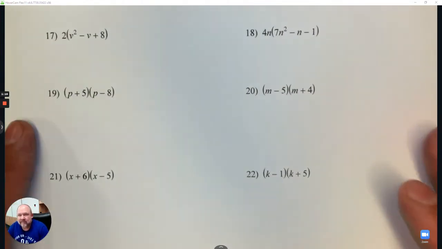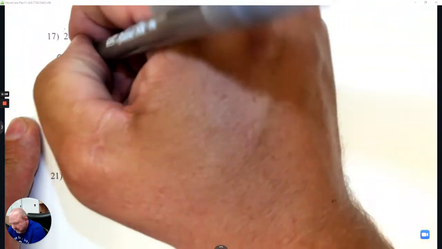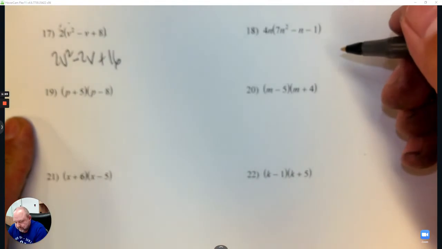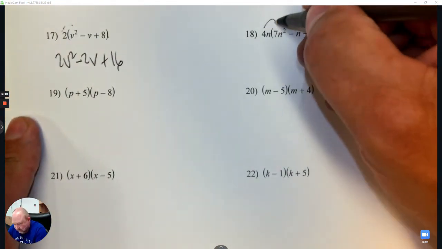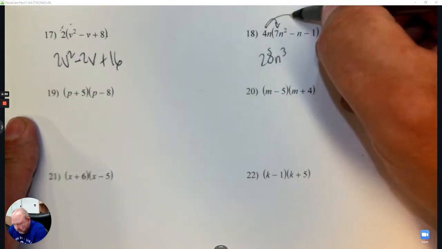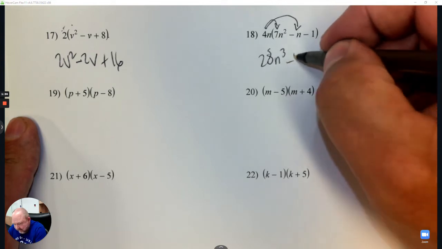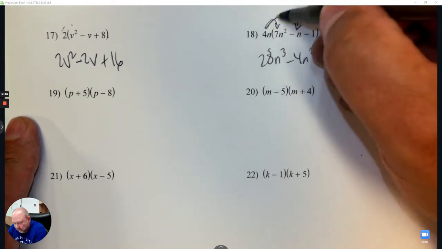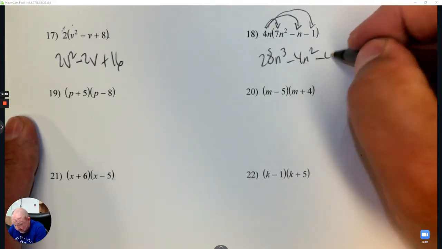Keep practicing. 2 times v squared, 2 times negative v, 2 times 8. Again, what's best is that you try it first. 4 times 7, and then add the exponents. 4 times negative 1, add the exponents. 4 times negative 1, nothing to add, so it just stays n.